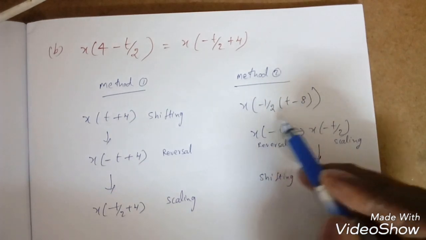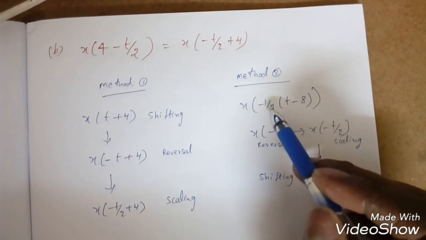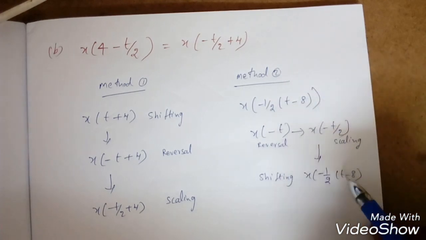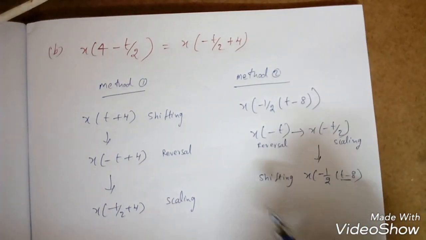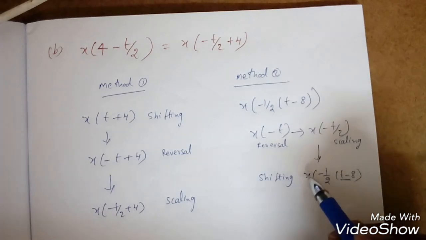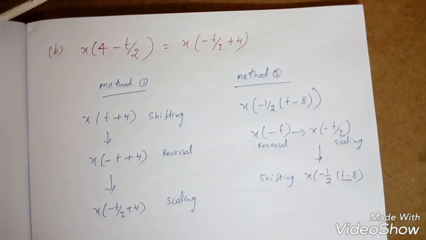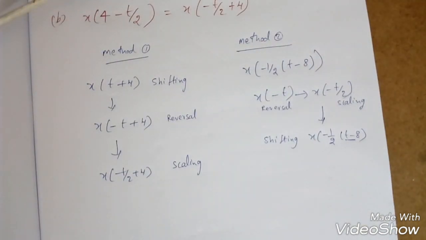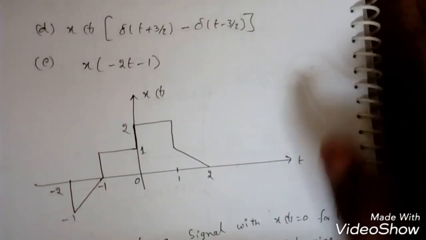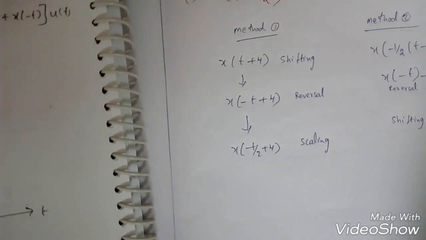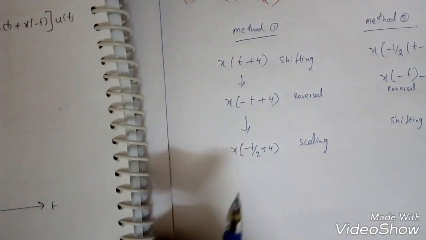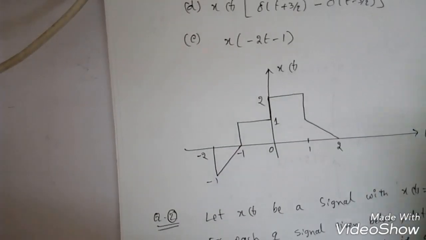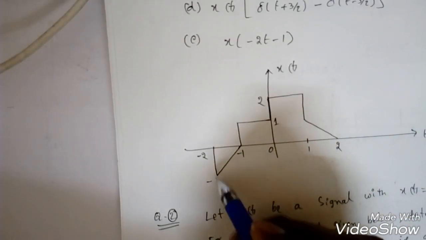Now first do the reversal, that is minus of t, then do the scaling, then do the shifting of this t minus 8. I will do one procedure, so you do the second procedure and compare the results, we should get the same. Now I will do the first procedure. So x of t is like this, so -2, -1, 0, 1, and 2. Now for x of t plus 4, each and every point we need to add +4, I mean +4 is there, we need to add -4.